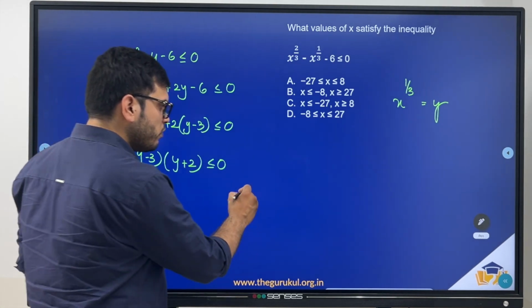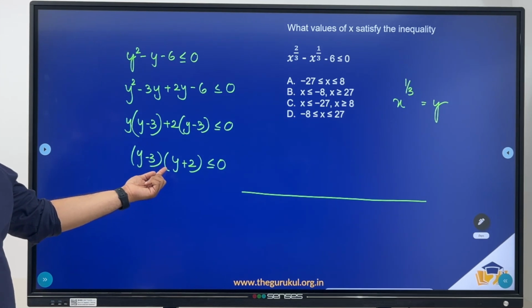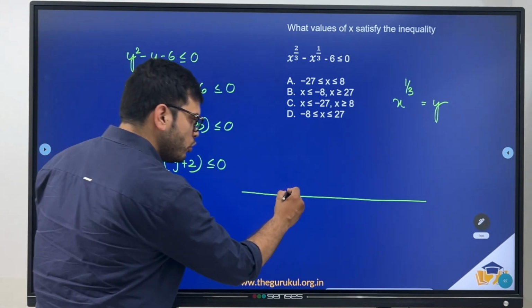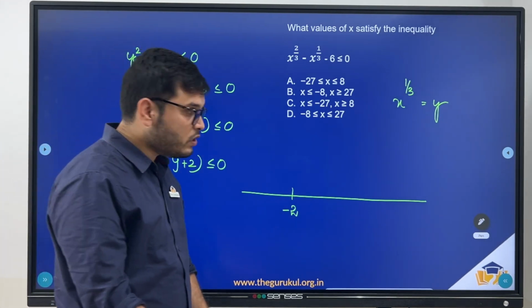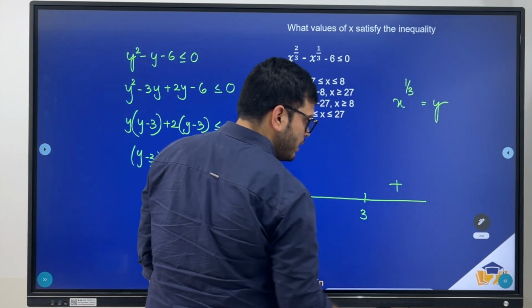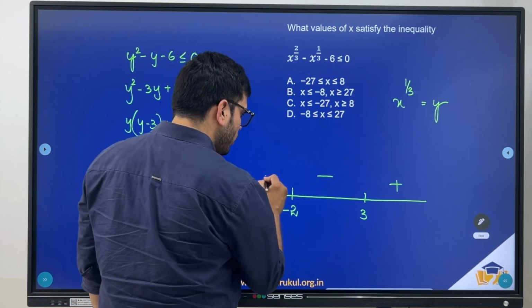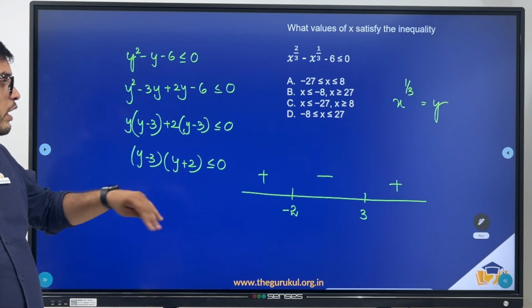Now let me plot this in number line. Now let's start with the minimum value. y plus 2 should be 0. So the value of y should be minus 2, and y minus 3 should be 0. That means y is equal to 3. Now to the right side positive, between these two negative, and then positive. Right? So less than or equal to 0.